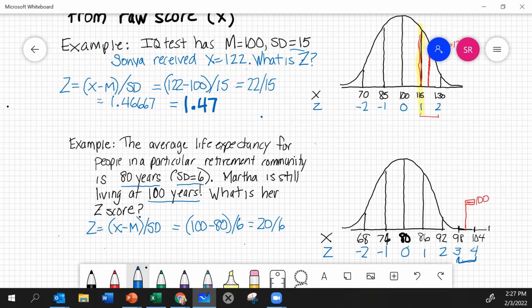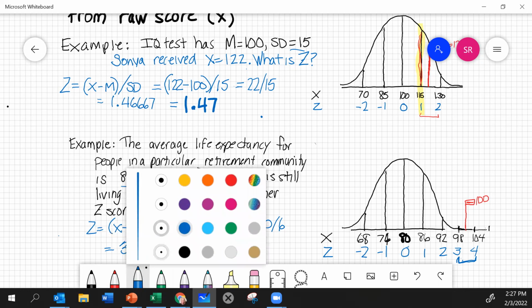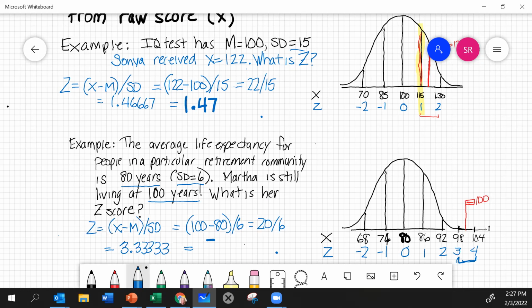And if we plug that into the calculator, we get 3.33333, which we will round down to 2 decimal places for a final result of z equals 3.33. Does this seem right? Well, we said that our answer would be somewhere between 3 and 4. This answer is between 3 and 4, so we'll conclude that this is correct.